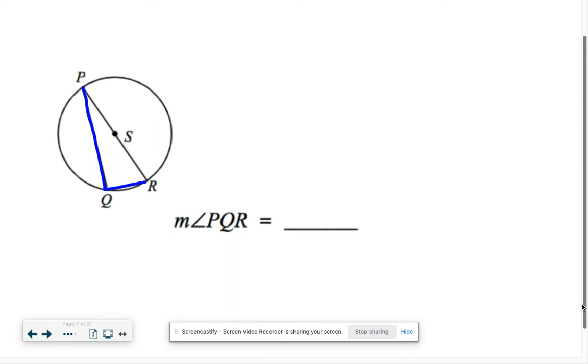And be observant. Please observe, folks, that this is a diameter, right? Two endpoints on the circle, and it goes through the center. So we know that this arc over here is 180. And we know that 180 divided by 2 gives us 90. 90 degrees. This is a right angle. And we're done.